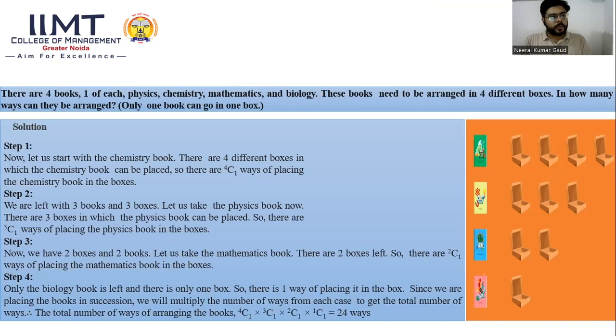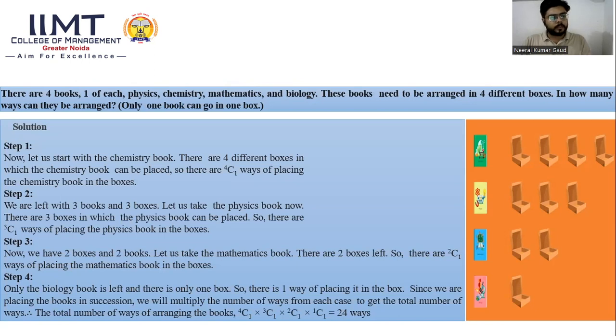Step 2, we are left with 3 books and 3 boxes. Let us take the physics book now. There are three boxes in which the physics book can be placed. So there are 3C1 ways of placing the physics book in the boxes. Step 3. Now we have two boxes and two books. Let us take the mathematics book. There are two boxes left, so there are 2C1 ways of placing the mathematics book in the boxes. Step 4. Only the biology book is left and there is only one box, so there is one way of placing it in the box.